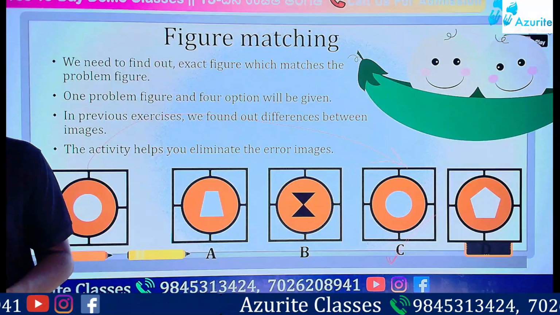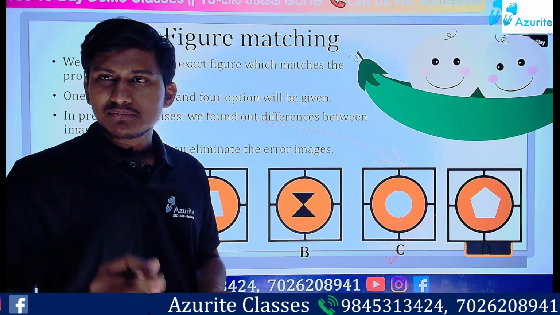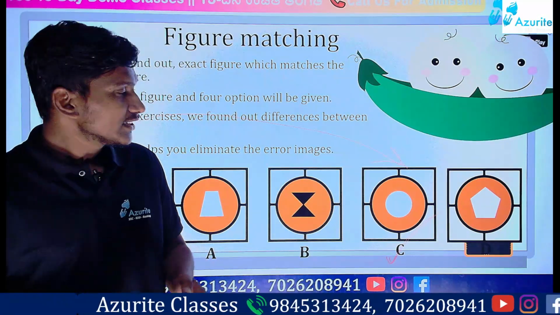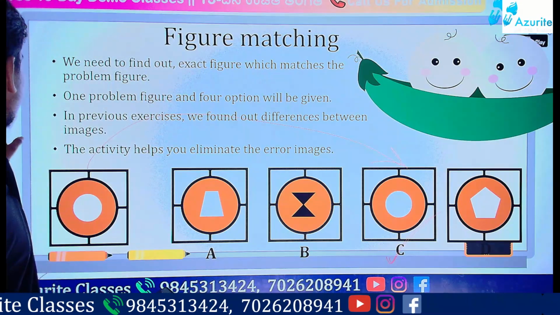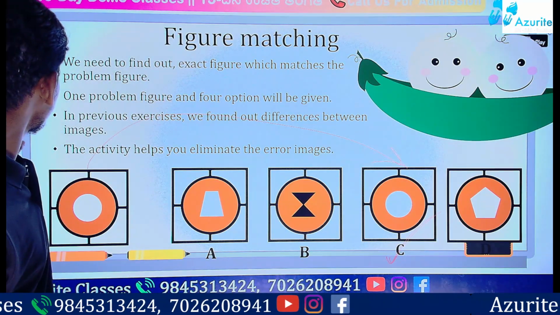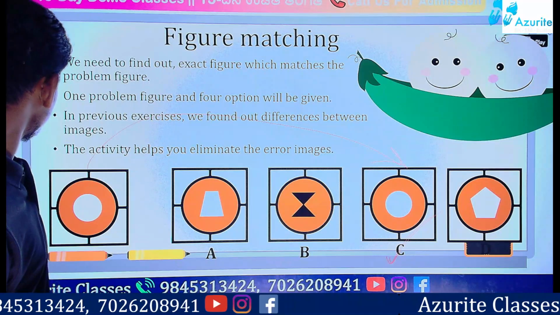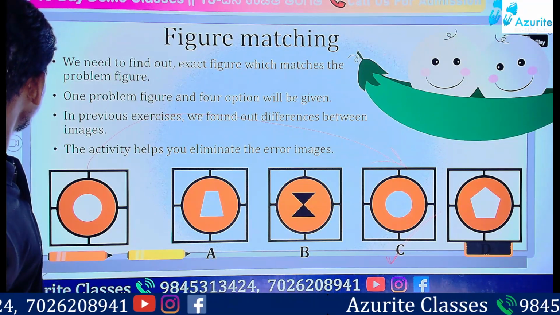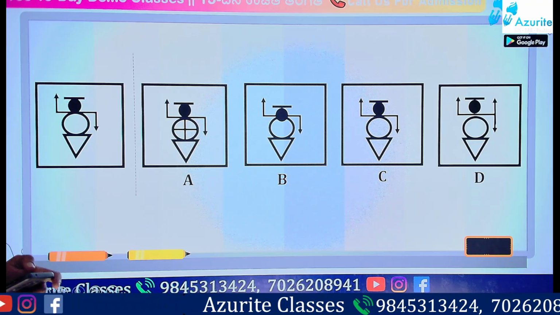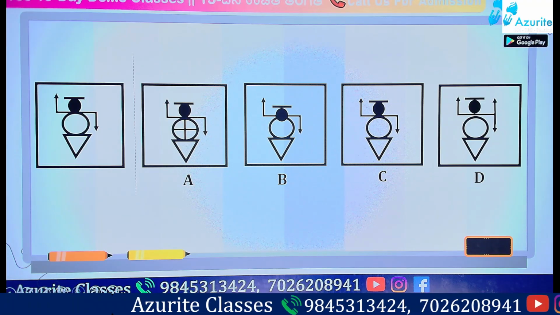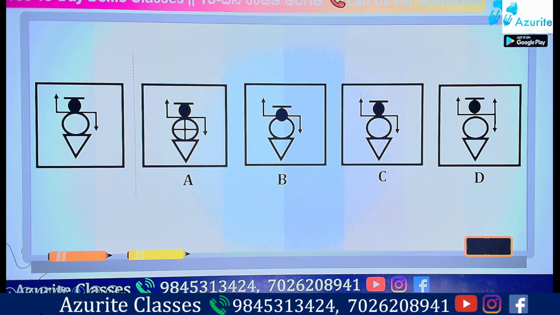Join again. If you are not able to clearly listen or see, join again. Okay. So next question. So here, tell me the answer. I cannot see. If you are not able to see the screen, join again.